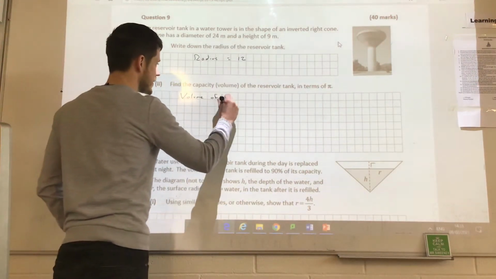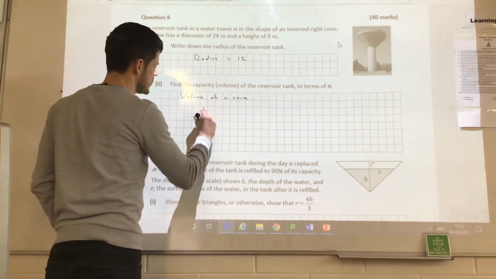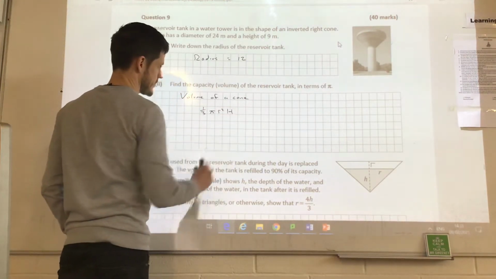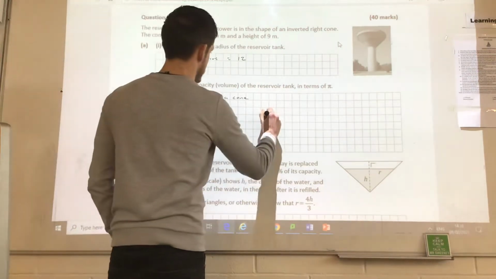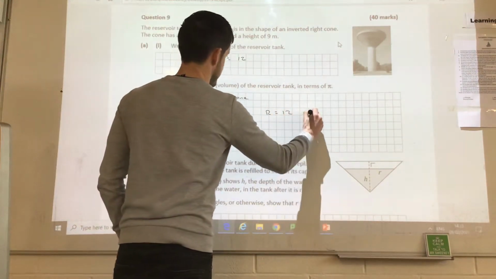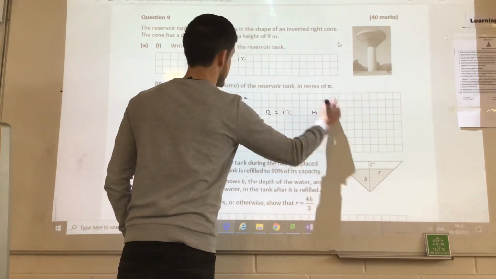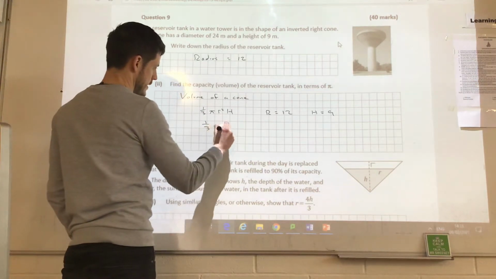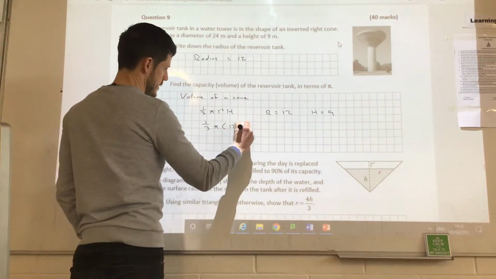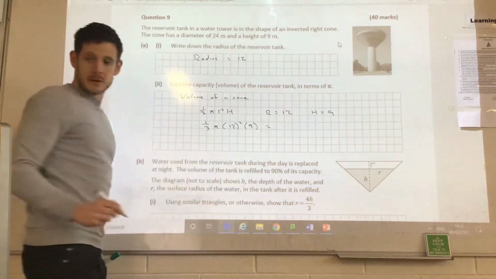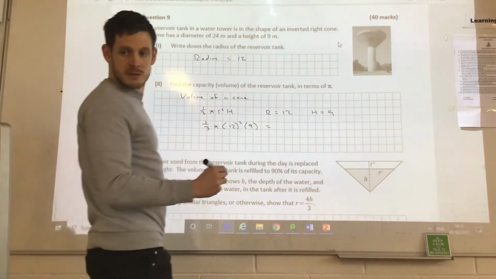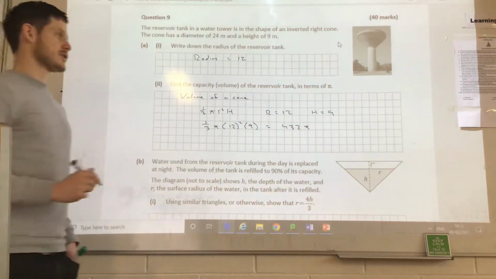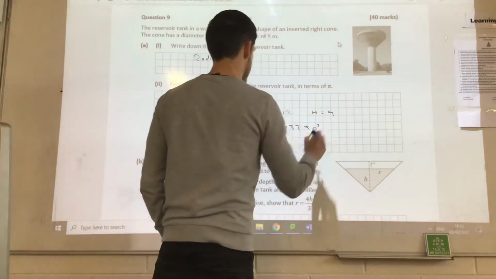So the volume of a cone, you write down the formula. And the formula is 1/3 pi r squared h. What do I know? Well, I know r is 12, and I know h is 9, given to you in the question. So I can fill them in: 1/3 pi, r squared, which is 12 squared, h which is 9. And I'm going to put that into my calculator. I get 432 pi meters cubed. So don't forget about your meters cubed there. That's in terms of pi.